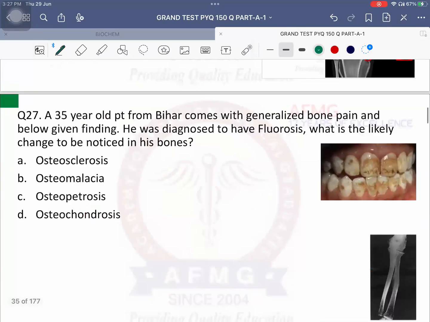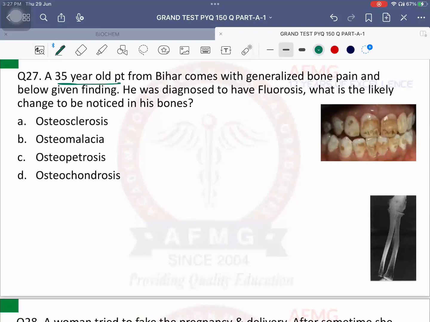Question number 27 now. A 35-year-old patient from Bihar comes with generalized bone pain and below given finding. He was diagnosed to have fluorosis. What is the likely change to be noticed in his bones?